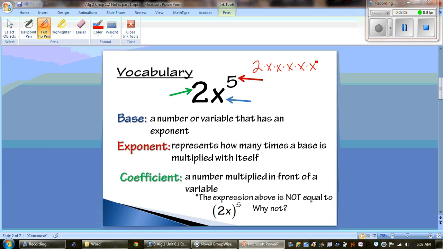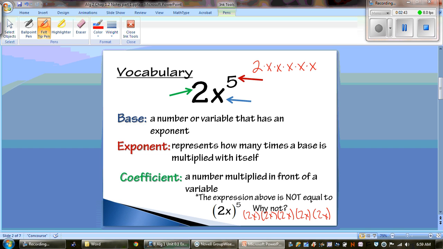Okay? Now, the expression above is not equal to (2x) to the fifth. And do you know why not? Well, the base here would be the 2x. So this is saying 2x times 2x times 2x times 2x times 2x. Now, if you compare that from the top to the bottom, you can see that there's a huge difference.